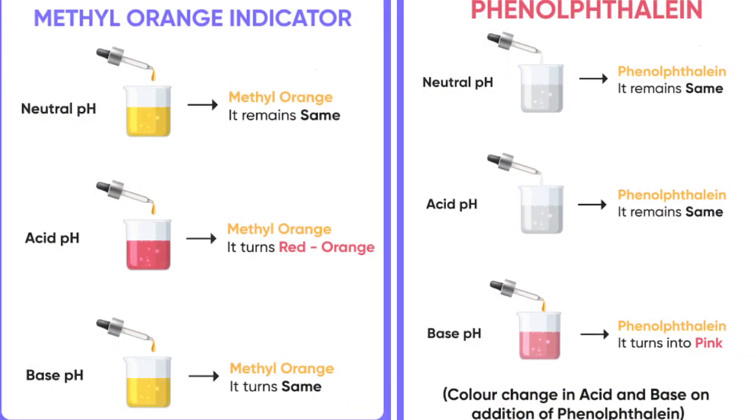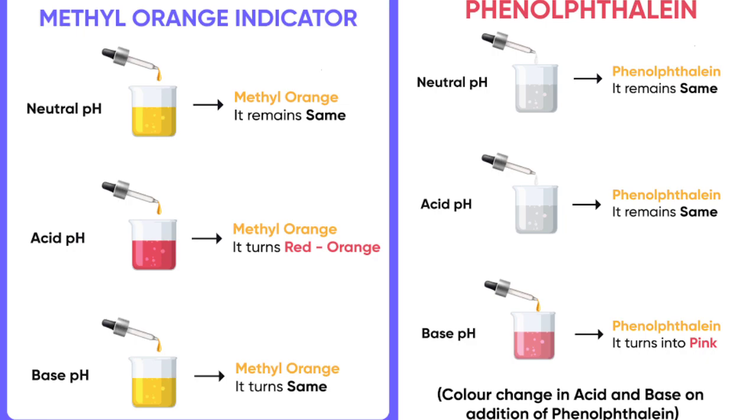When we discuss synthetic indicators, phenolphthalein indicator is a colorless solution. It turns pink in basic solution but remains colorless in acidic and neutral solution. Whereas methyl orange is an orange colored solution, it turns red in acidic and yellow in the basic solution.